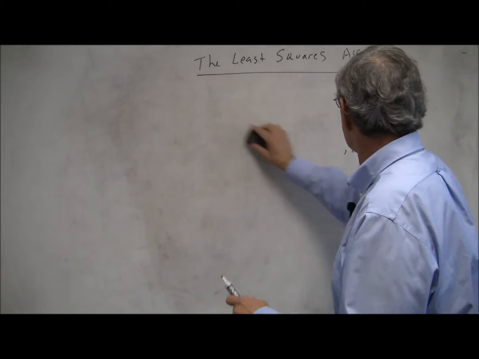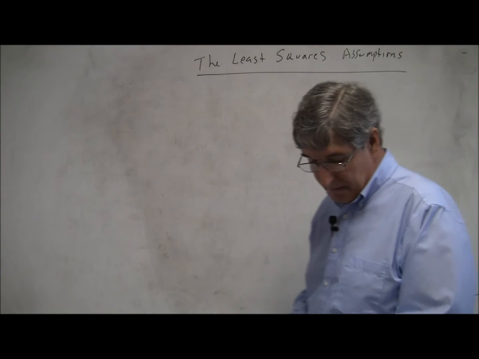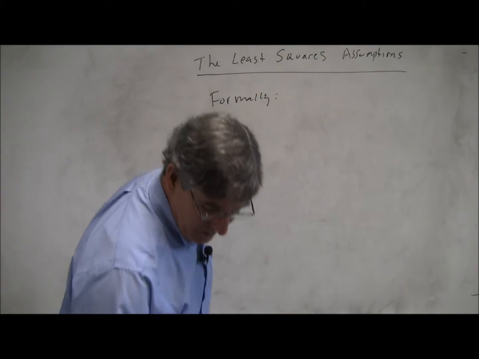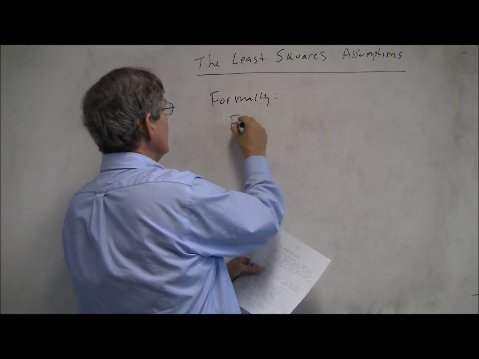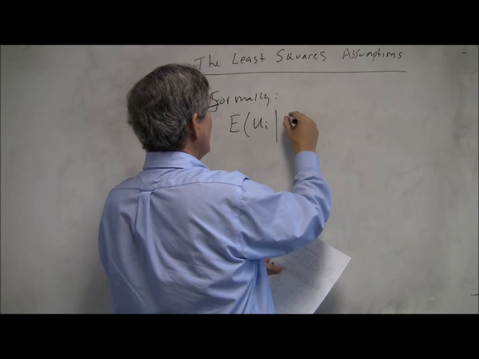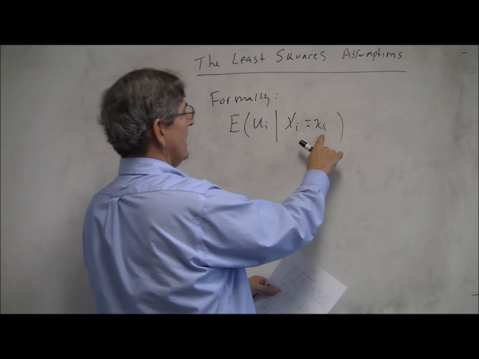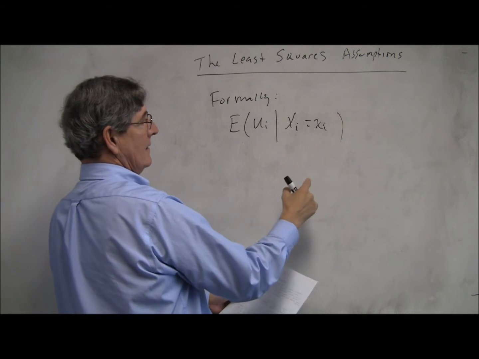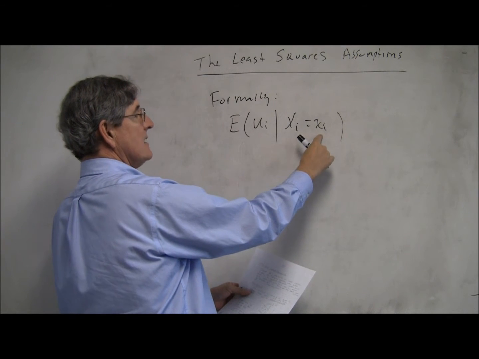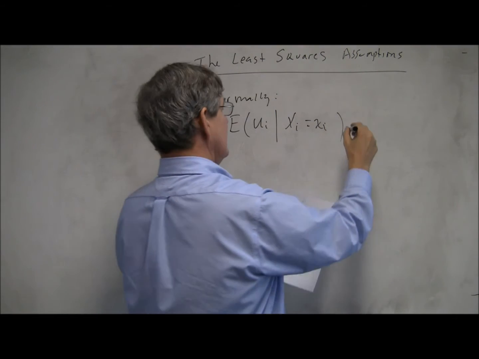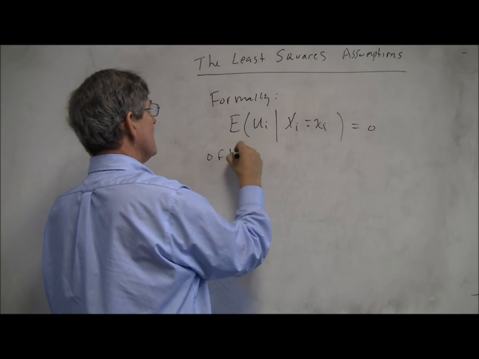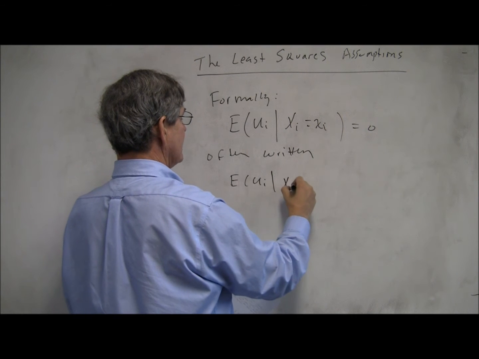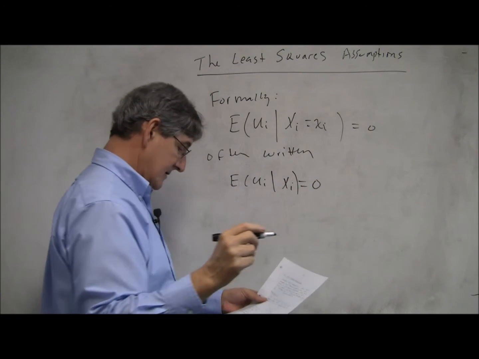Now, okay. Formally, the mathematical thing that we're assuming is that the expected value of ui, given that xi is some particular value, like x20, this might be 10 on the x-axis, or 20 or whatever. This is class size. This just means a particular class size. Given that xi is some particular class size, is equal to 0. And it's often written in a shorthand notation. It's often written as the expected value of ui given xi equals 0.